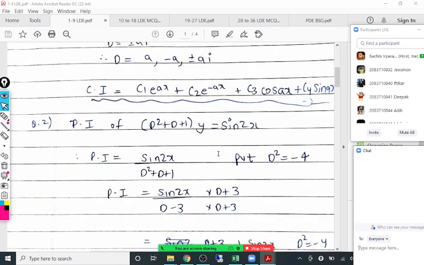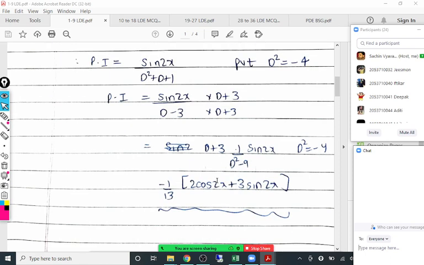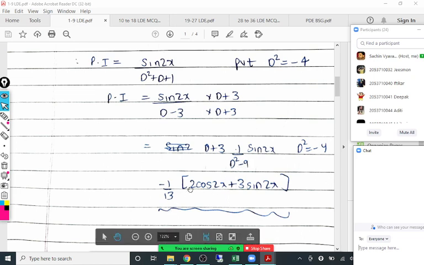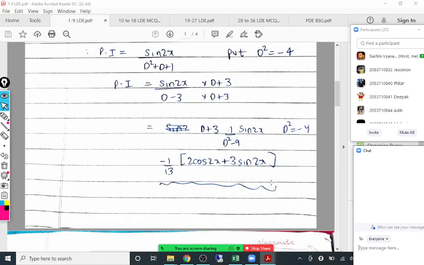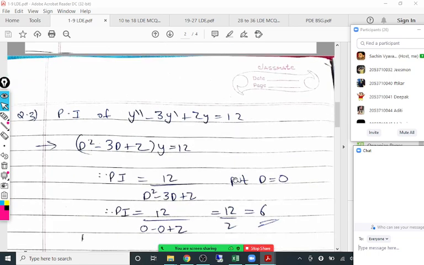Question number 2. Now the PI for sine 2x. Whenever there is a trigonometric term, we replace D square by minus a square. We get a linear term in the denominator, rationalize, and then again we replace the D square. So that's correct, and the derivative of sine 2x is 2 cos 2x plus 3 sine 2x. Everything is fine. If you have a doubt, you can ask in between. You can stop me at any time, and we'll discuss that solution in detail.